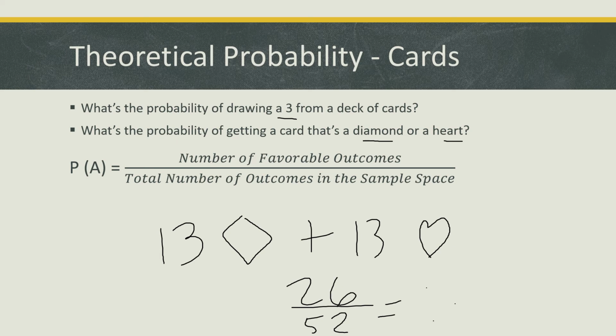So 26 over 52, do 26 divided by 52, numerator divided by denominator, you get 5/10, which is 50%, or 1/2. And that's called equally likely. So you're just as equally likely to get a diamond or heart as you are to get a card that's not a diamond or a heart.